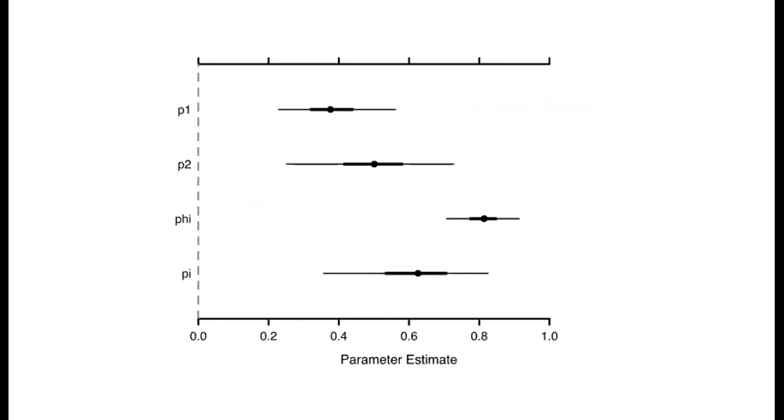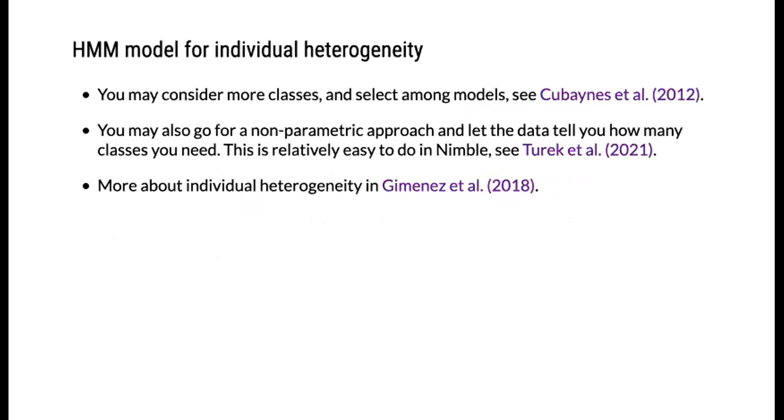Well, graphical representation of the results. Let's skip that. A few remarks on that. You may consider more classes. So far, we've only considered two classes, but you could go for more. You just have to define more states: alive in class one, class two, class three, four, five, whatever.